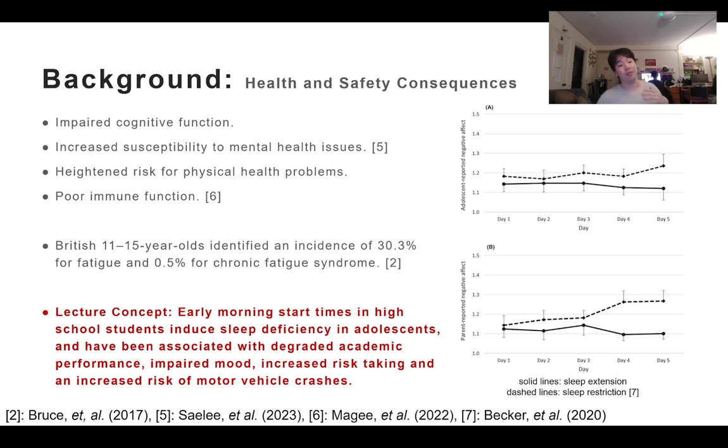This also relates to one of the lecture concepts: early morning start times in high school students induce sleep deficiency in adolescents and have been associated with degraded academic performance, impaired mood, increased risk taking, and an increased risk of motor vehicle crashes. These are all the health and safety consequences that might result from sleep deficiency. From the diagrams on the slide, you can tell that the more sleep restriction you have, the more negative effects are reported by both adolescents and their parents.